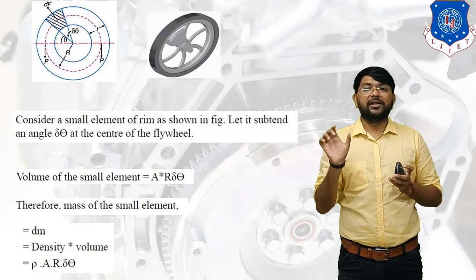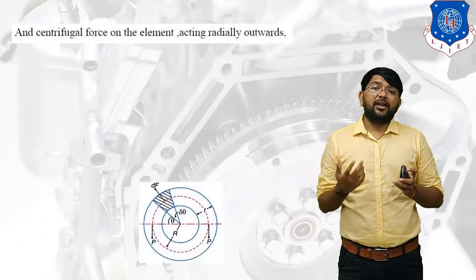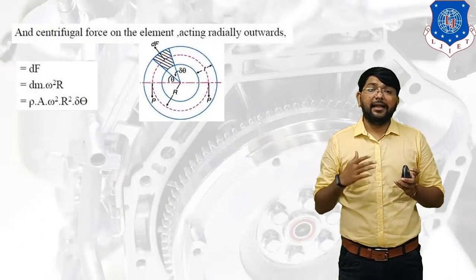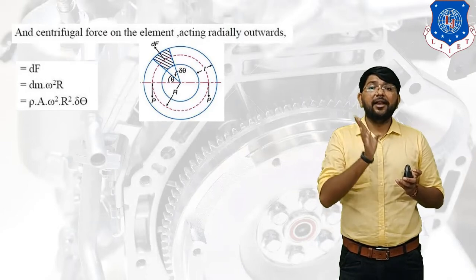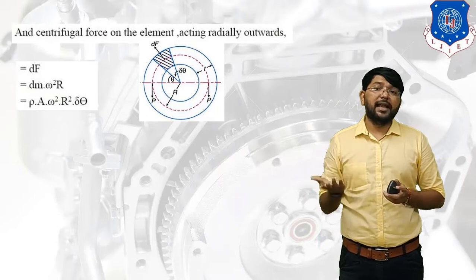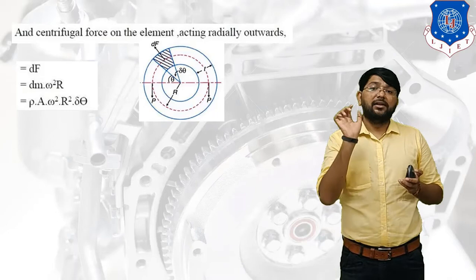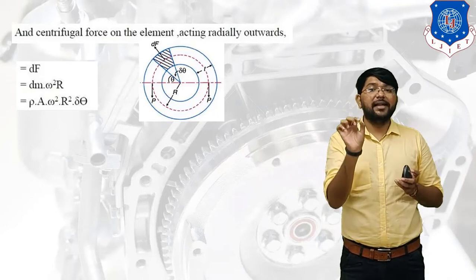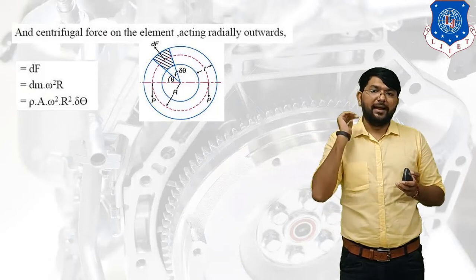So this is the equation for the mass of this small element. Clear? And centrifugal force on the element acts in the radially outward direction. You see in this figure that dF indicates centrifugal force. Now the equation of centrifugal force is m omega square r. But in this case the mass of the element is dm. So the equation of the centrifugal force is dm omega square r.